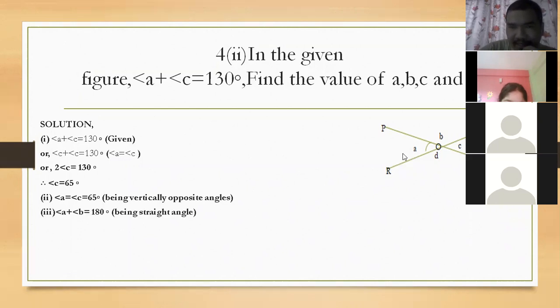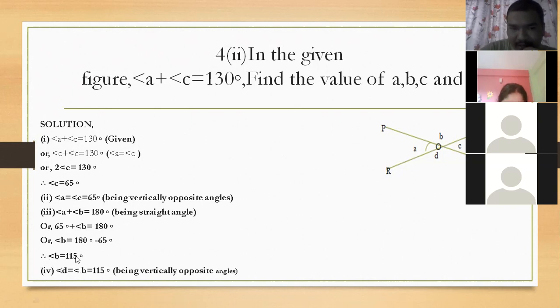And we know that angle A and angle B are 180 degrees, being straight angle. Then 65 goes this side with minus, subtract, then you will get angle B, 115 degrees. If B is 115, then D is also 115, because angle B and angle D are vertically opposite angles. Okay, children. Like this, angle B and angle D will be equal, being vertically opposite angles.